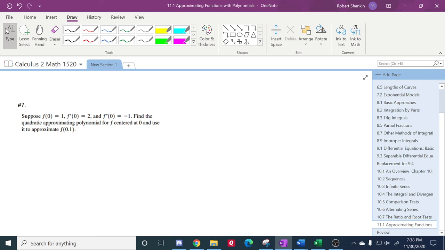All right. Suppose f of 0 is 1, f prime of 0 is 2, and f double prime of 0 is negative 1. Find the quadratic approximating polynomial for f centered at 0 and use it to approximate f of 0.1. All right. So there's a visual representation I might be interested in here. f of 0 is 1. So we're at this point right up here.